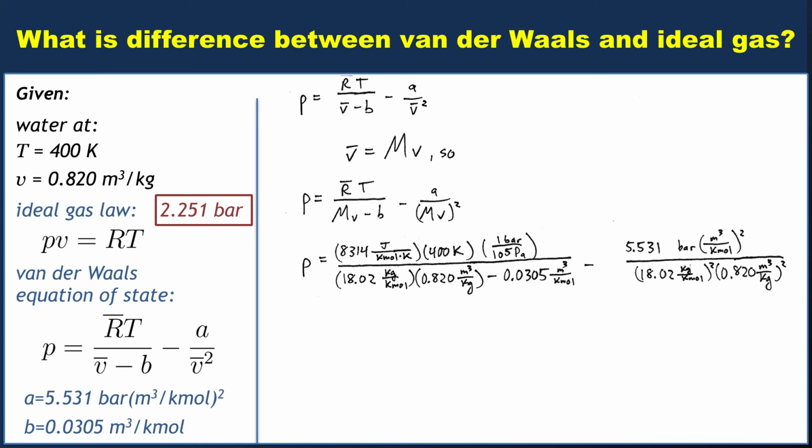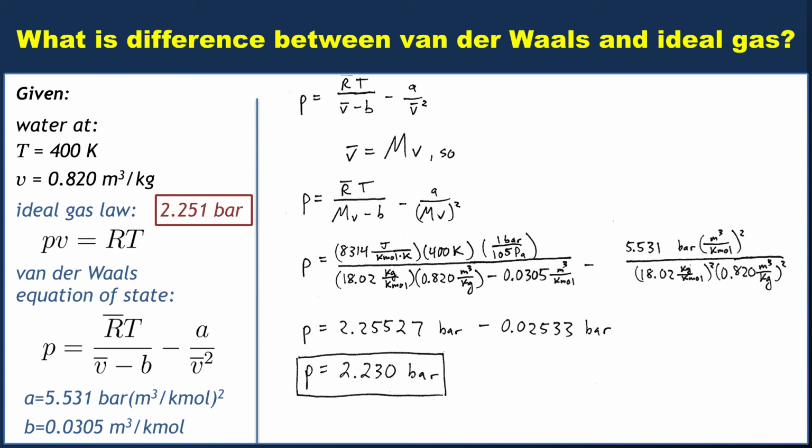Okay, so let's simplify these terms. We multiply things out. First term becomes 2.25527 bar, and then you can see the second term is a very small correction, 0.02533 bar. All right, add those together and we get a result that is 2.230 bar. So that's our final result using the van der Waals equation of state. I'll put that up there. You can see that the two numbers are very similar, but they differ by about 1%, a little bit less than 1%. Now, the interesting thing is we actually don't know which one is correct.